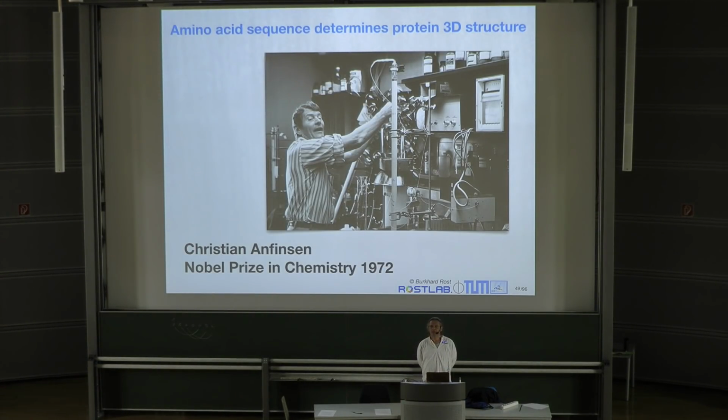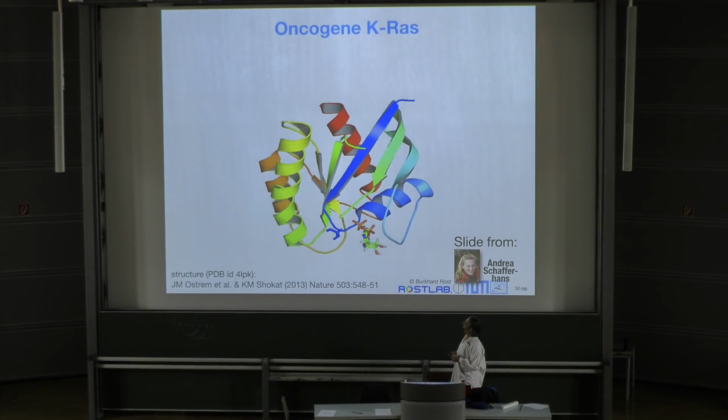As I said, Anfinsen showed that structures are uniquely formed on their own. Slides here come from Andrea Schafferhans. I'm going to show you a few slides of how things change. So KRAS is a particular protein called an oncogene. Oncogene, some of you may know, has to do with cancer. In fact, oncogenes are words that have historically been used for proteins related to cancer. That, in fact, is one of the first big candidates for a protein related to cancer, RAS.